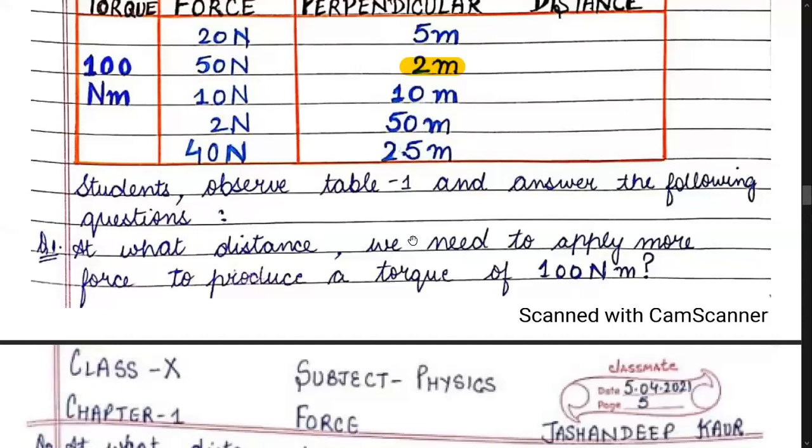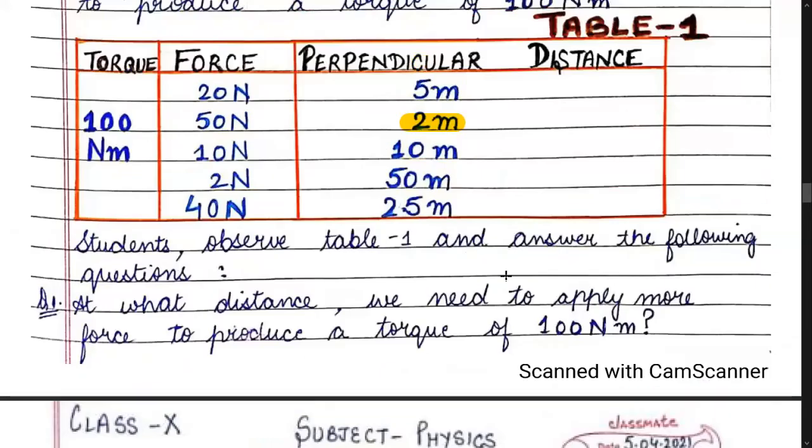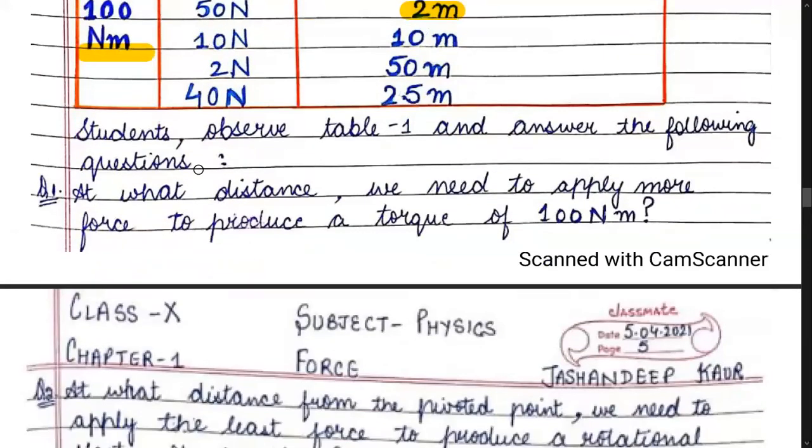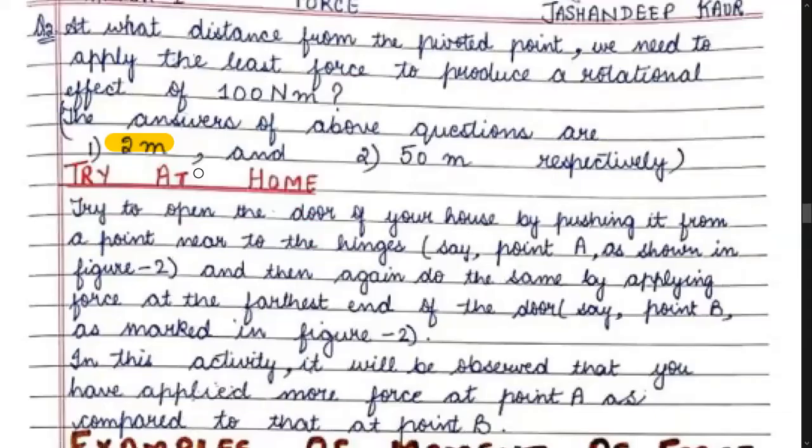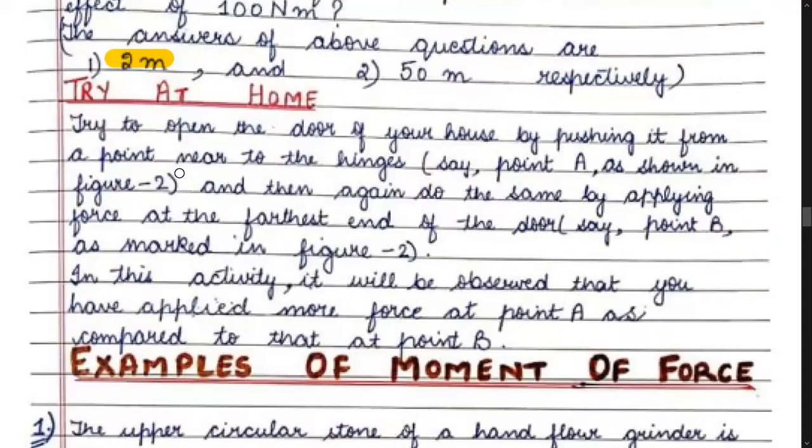So it can be concluded that the more the perpendicular distance between the line of action of force and the pivoted point, the less force is required. You will be needing less force to produce the required torque. So children, there is one thing you can try at your home. Try to open the door of your house by pushing it from a point near to the hinges.